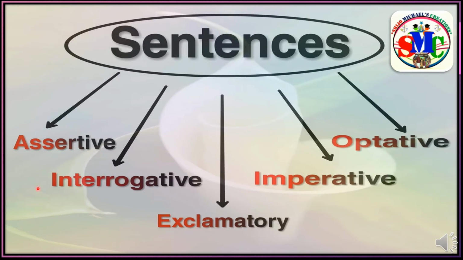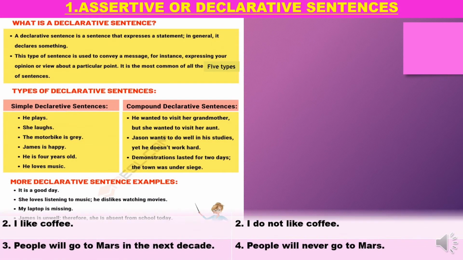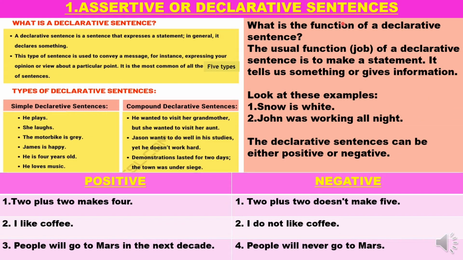Based on the meaning and expression style, sentences are divided into 5 kinds. They are assertive sentences, interrogative sentences, exclamatory sentences, imperative sentences, and optative sentences. Let us now discuss assertive or declarative sentences. What is a declarative sentence? A declarative sentence is a sentence that expresses a statement. In general, it declares something. This type of sentence is used to convey a message, for instance, expressing your opinion or view about a particular point. It is the most common of all the 5 types of sentences.